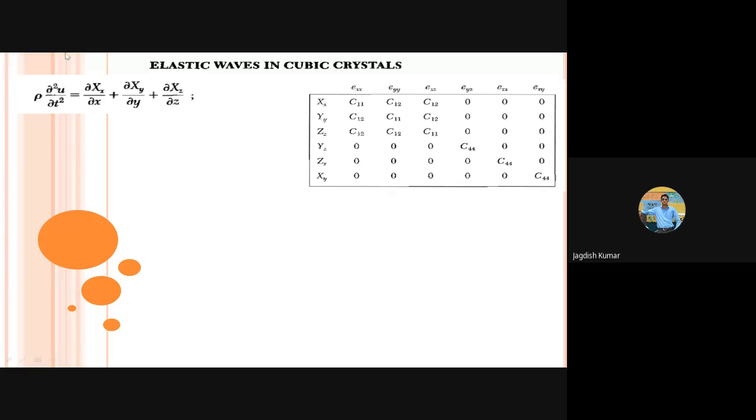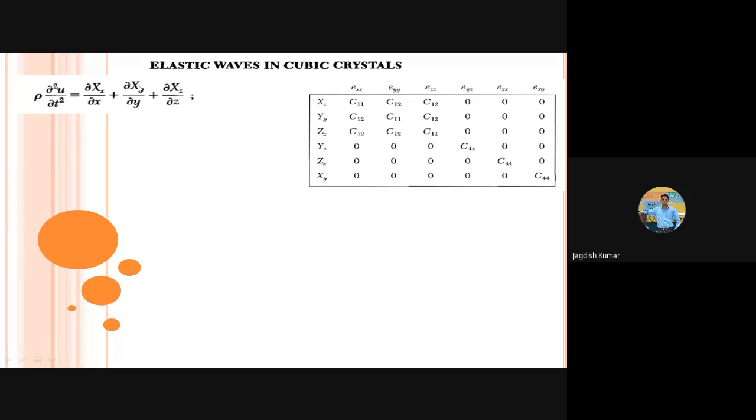How can we write this down? On the right-hand side, what we need to write is sigma xx. So what will be sigma xx? Sigma xx will be C11 times small exx. This is strain, and this is stress. C11 exx plus C12 eyy plus C12 ezz, because both are the same, plus nothing else. So sigma xx is equal to C11 exx plus C12 eyy plus C12 ezz.